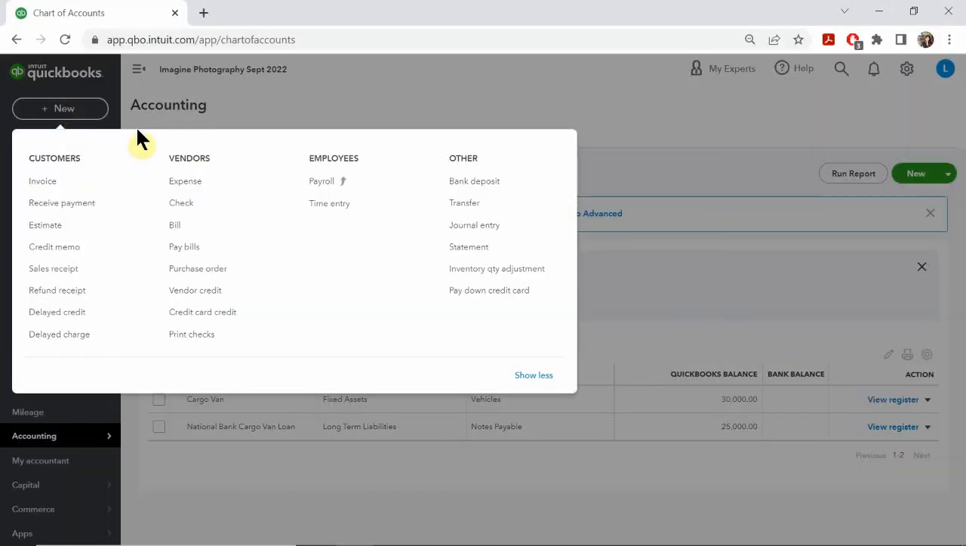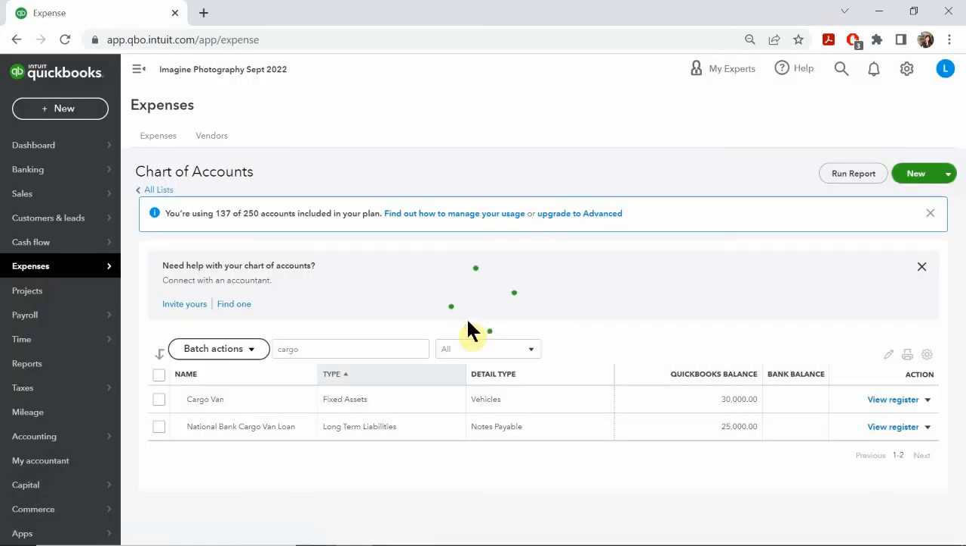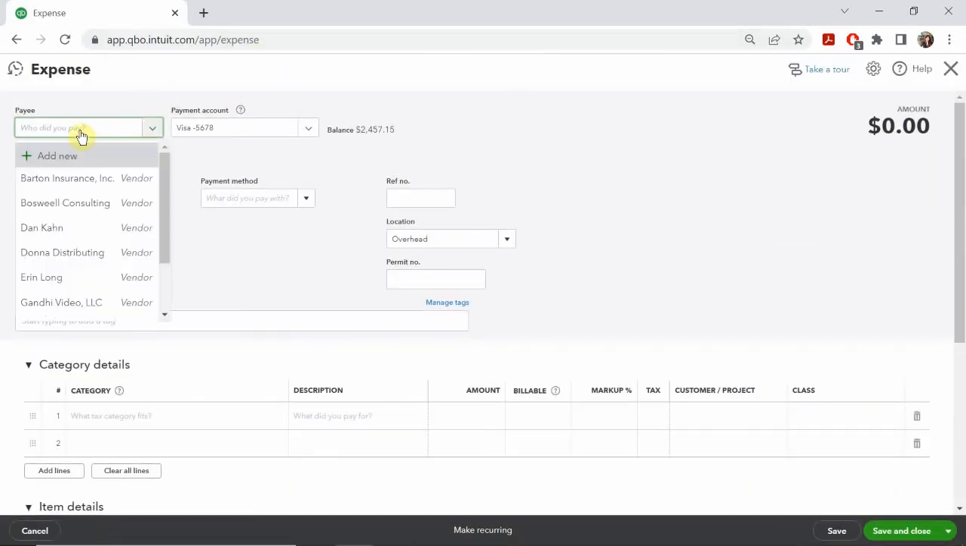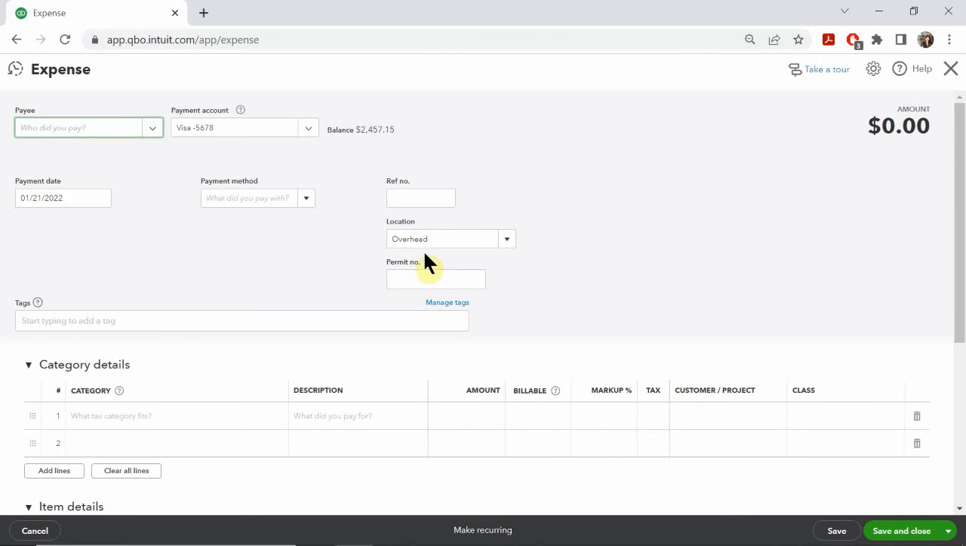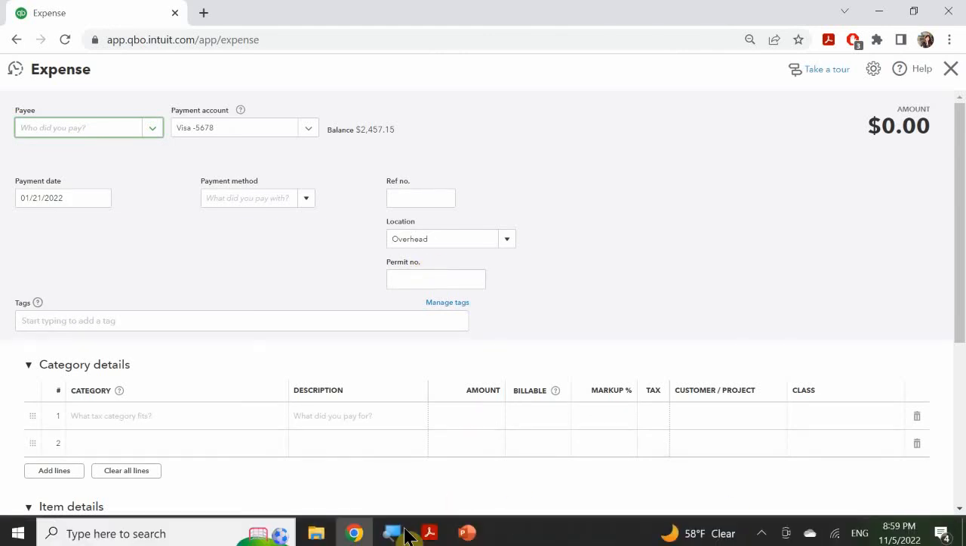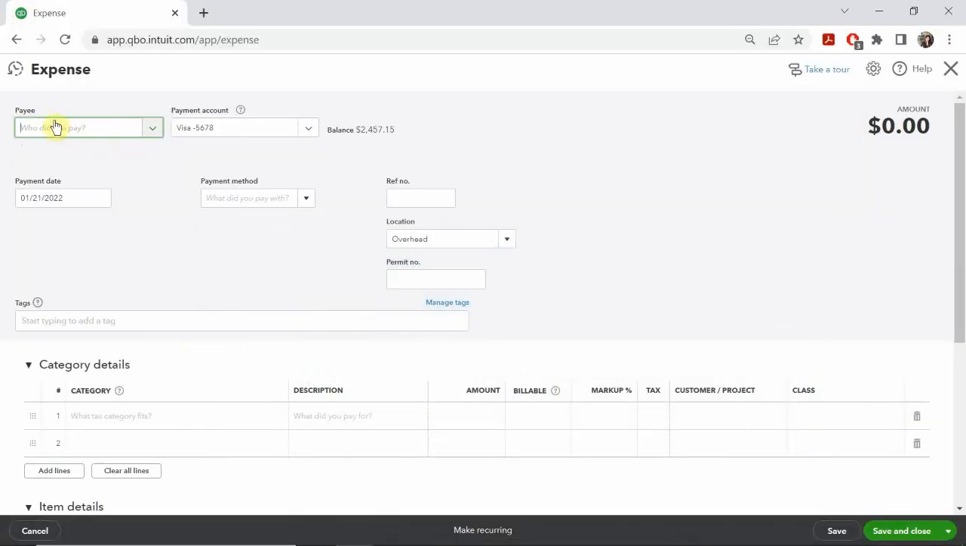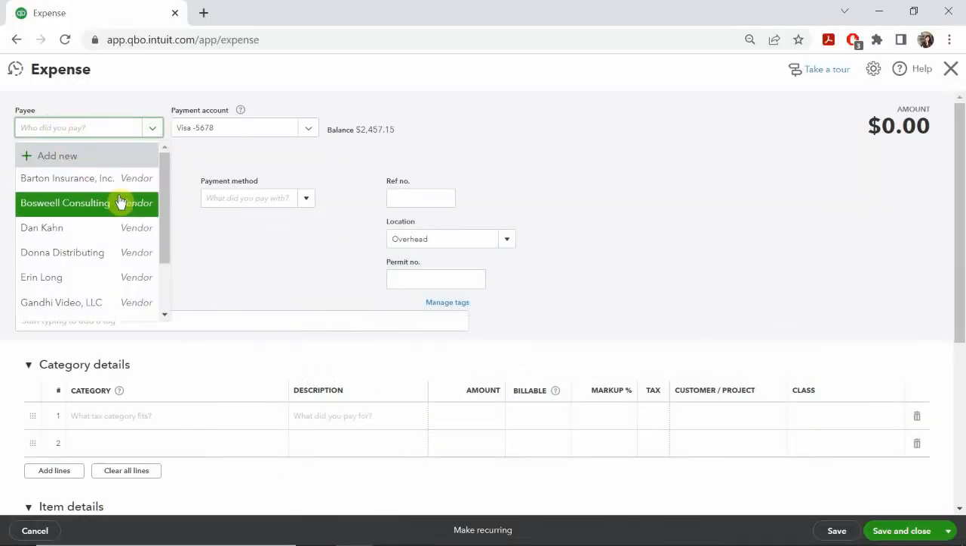So again, you're going to go ahead and do your expenses because you're doing an electronic funds transfer, right? And you're going to make a payment to whom? The National Bank, so you may need to quick add them. Okay, so let's see, you're going to make a payment to National Bank, so you're going to quick add them, and then you're going to use your checking account and pay via online. Okay, so in this case, we're going to quick add National Bank.